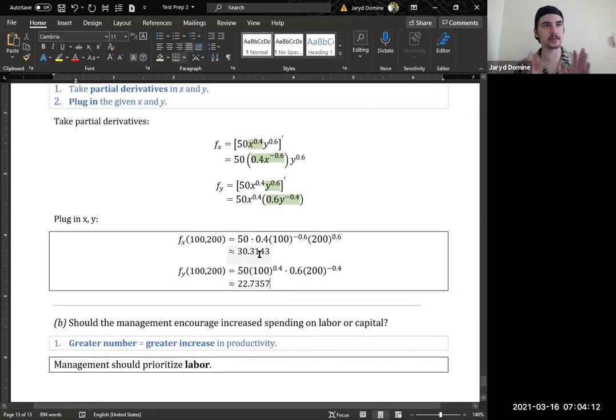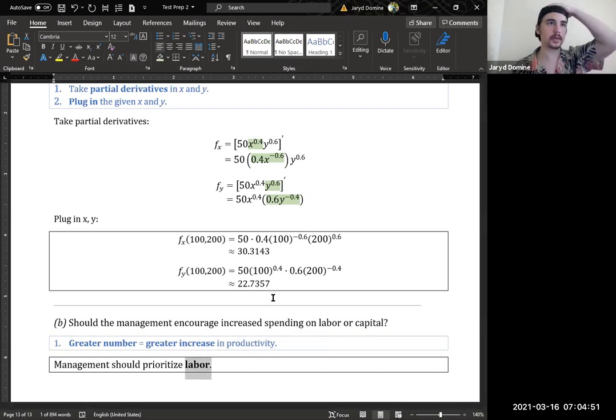Part B is like the easiest question on the entire test. Which should be encouraged? Should we increase spending on labor or increase spending on capital? Nice, clutching the test grades. But yeah, this is the easiest question. Just do we encourage spending on labor or capital? Which one gives us more productivity? Just the bigger number, right? So a greater number means a greater increase in productivity. And so that's the one that we prioritize. In this case, it's labor at 30.3143. So this is just your answer, labor. You can also just type labor. No need to write out a sentence or anything.